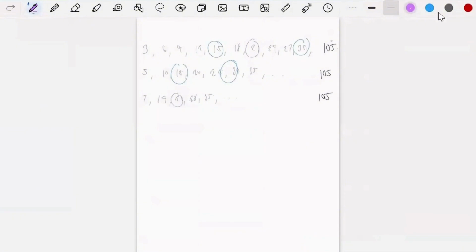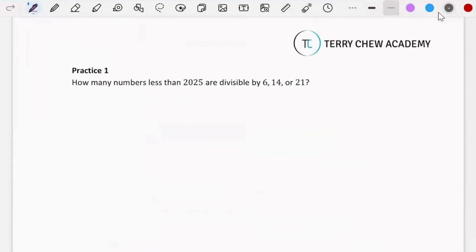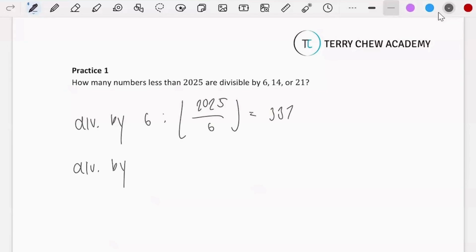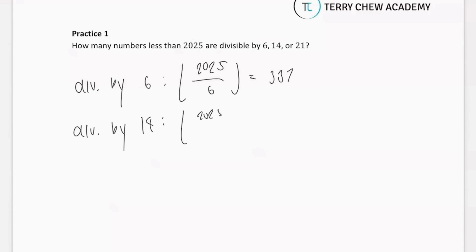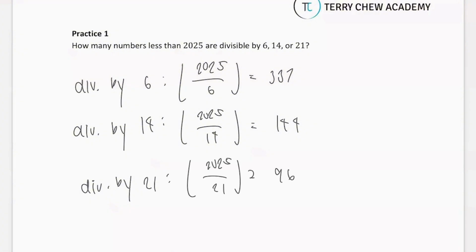Let's try out practice 1. Okay, so let's do the same thing. Find the numbers that are divisible by 6. Right? Floor function of 2025 divided by 6 is 337. The numbers that are divisible by 14 are 2025 divided by 14. Take the floor function, that's 144. And divisible by 21, that's 96.